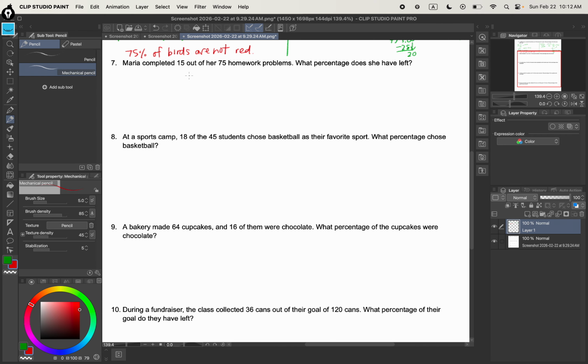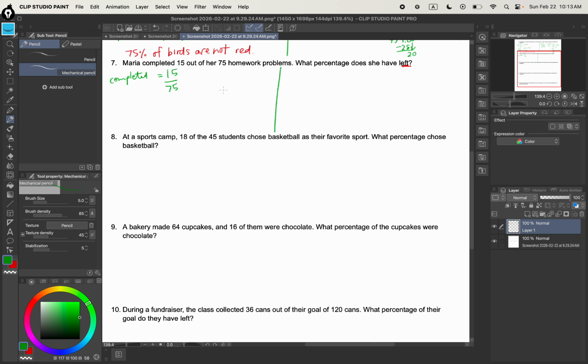Okay, Maria completed 15 out of her 75 word problems. What percentage does she have left? Okay. We have the completed problems. We don't want the completed problems. So again, there's 2 ways to do it. 1, I can do fraction of completed. Okay, completed is this much.